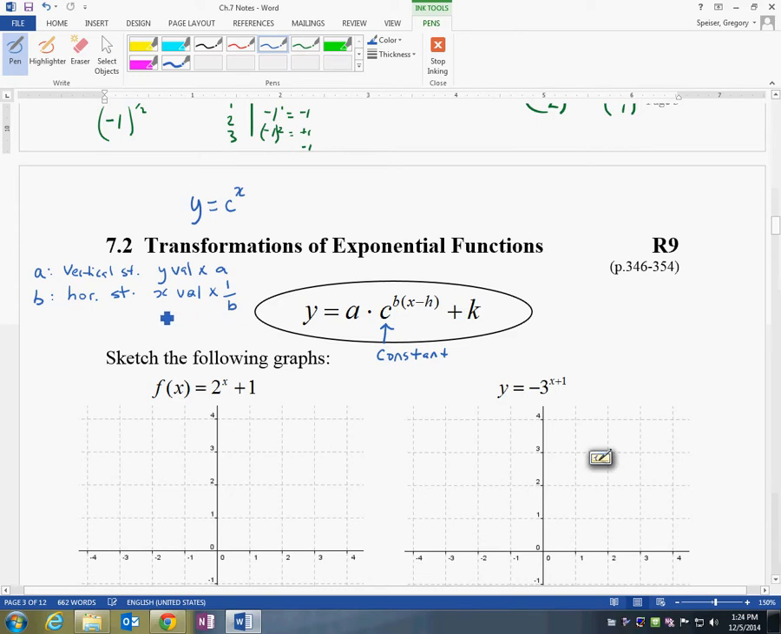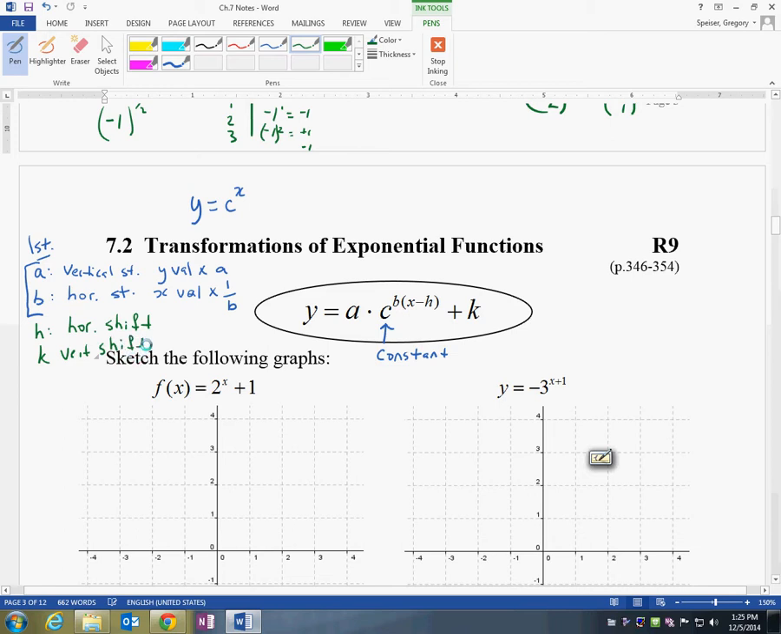You could think of it as being divided by b or being multiplied by the reciprocal of b. Now these are the two transformations you want to do first. It doesn't matter which order you do them, but you want to do the vertical stretches or compressions first. What you want to do second then is your h, and h is a horizontal shift, in other words, left or right. And k is your vertical shift.